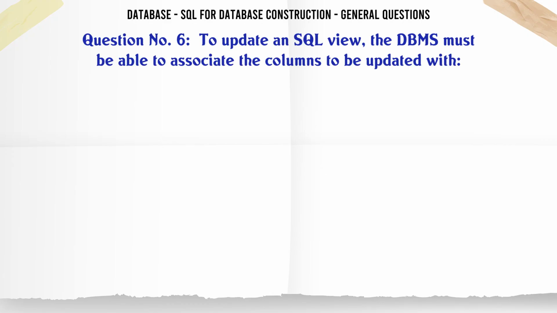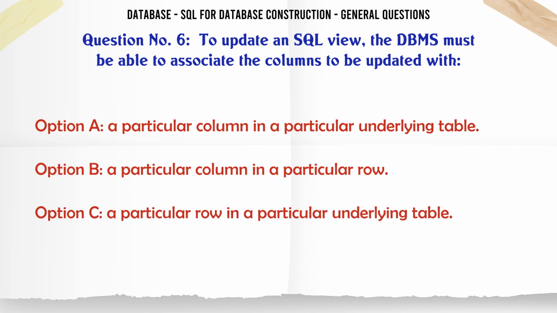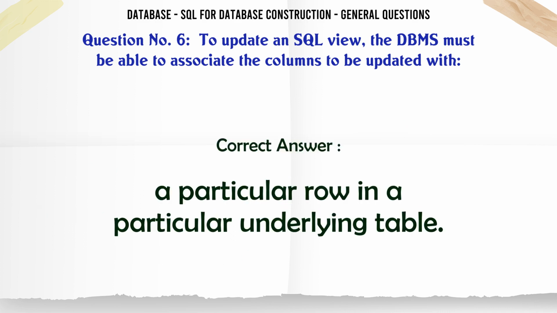To update an SQL view, the DBMS must be able to associate the columns to be updated with: A. A particular column in a particular underlying table, B. A particular column in a particular row, C. A particular row in a particular underlying table, D. None of the above is correct. The correct answer is a particular row in a particular underlying table.